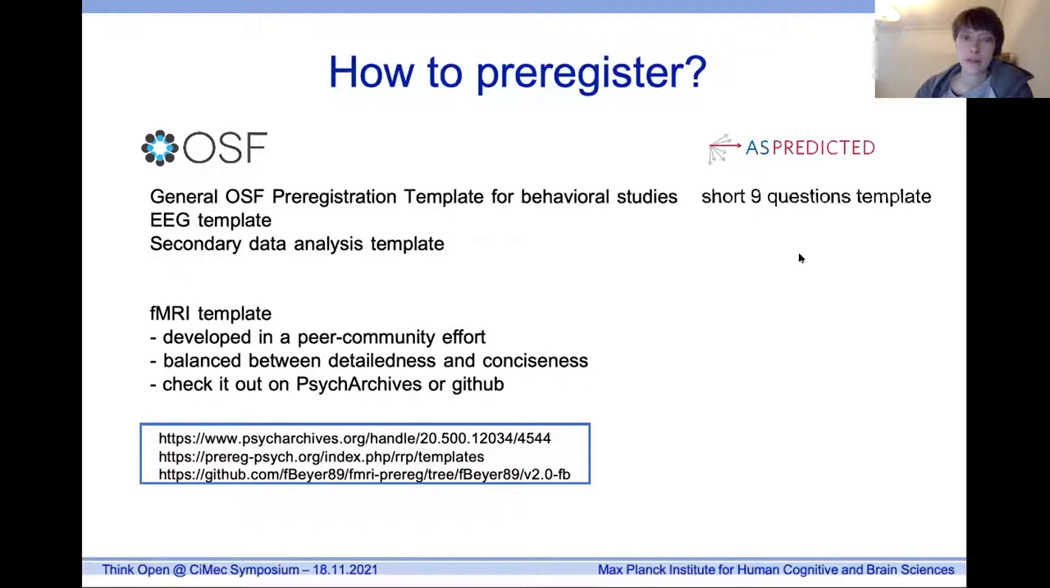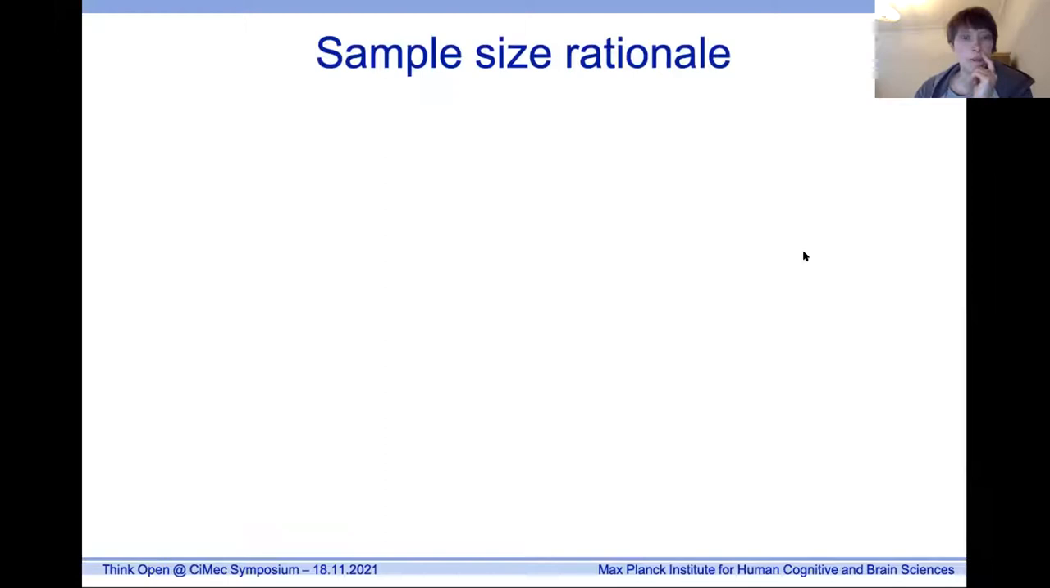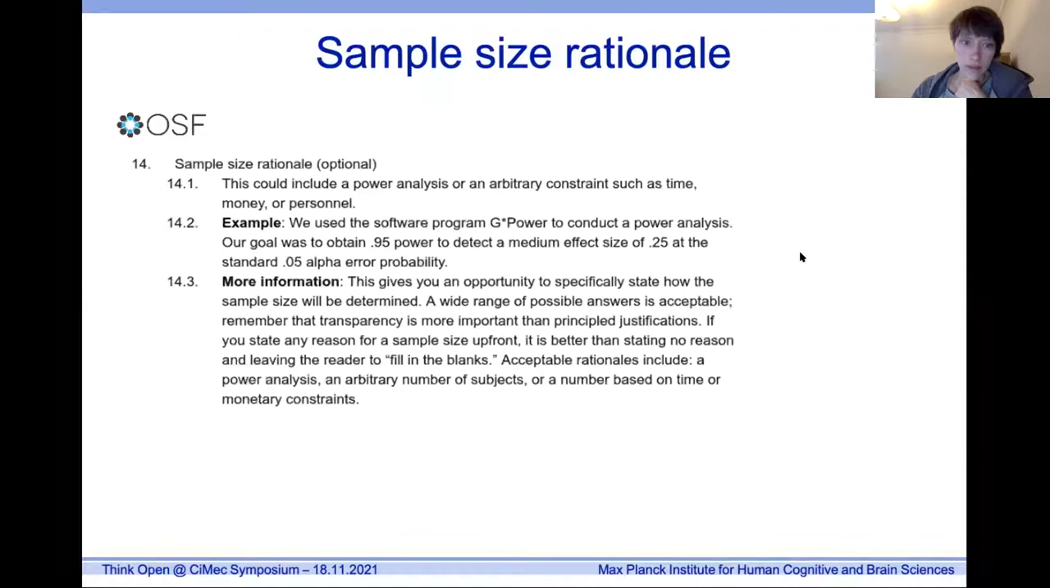Okay, now coming back to the power topic. So in your pre-registration template, you will be asked for a sample size rationale. And in the OSF, it looks like this. And so they say that it's optional, but actually I think it should not be optional, but you should explain why you measure a certain number of people. And this can either be a power analysis or also an arbitrary constraint, such as time, money, or personnel.